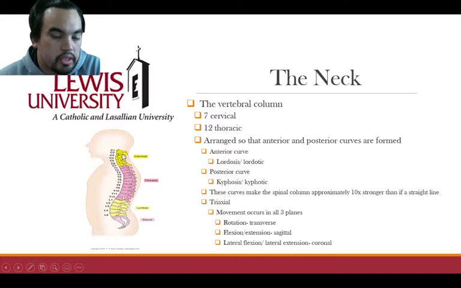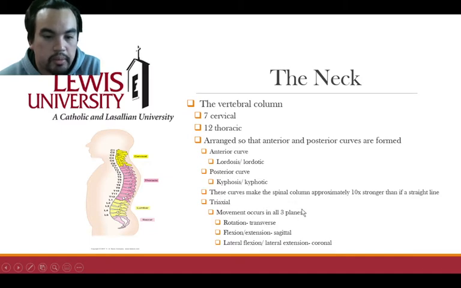An easy way to remember how many is breakfast, lunch, and dinner: 7 o'clock, 12 o'clock, and 5 o'clock. Okay, 7 cervical, 12 thoracic, and 5 lumbar. They're arranged so that there's an anterior and posterior curve formed, which we kind of talked about a second ago. So lordotic in the cervical and the lumbar, and kyphotic in the thoracic.